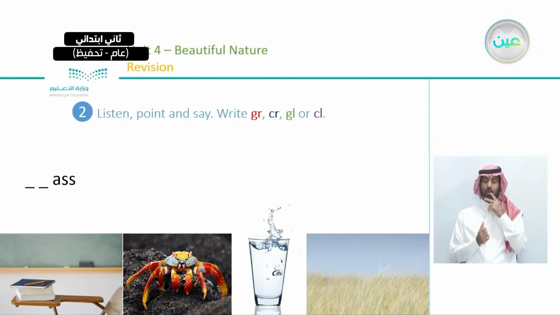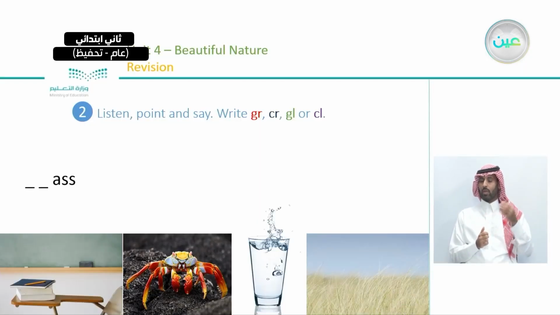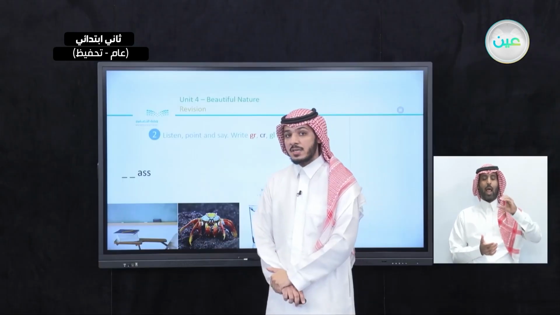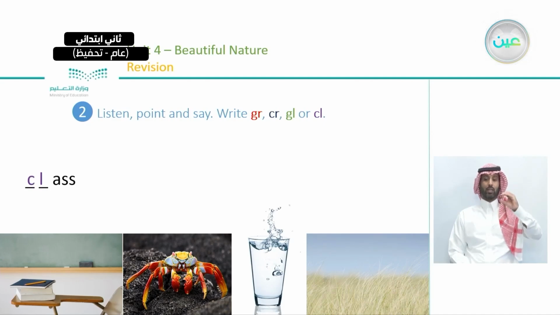Okay, so the first one here says what? It's missing two letters. Okay, so let's listen and tell me after that, are they GR, CR, GL, or CL? Okay, let's listen. Class. Okay, what are the missing letters here? Excellent. So it's what? CL. So it's class. Class. So it's CL. Excellent.